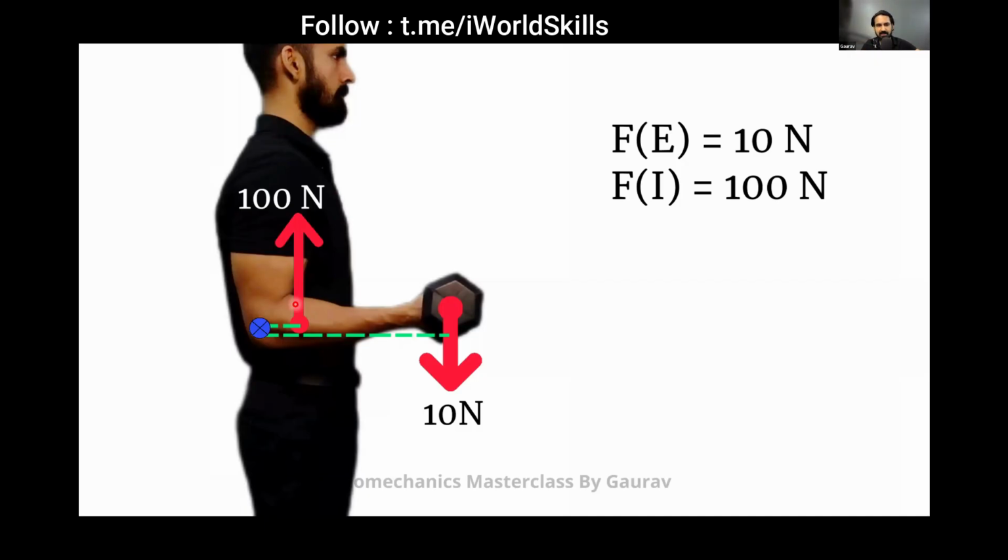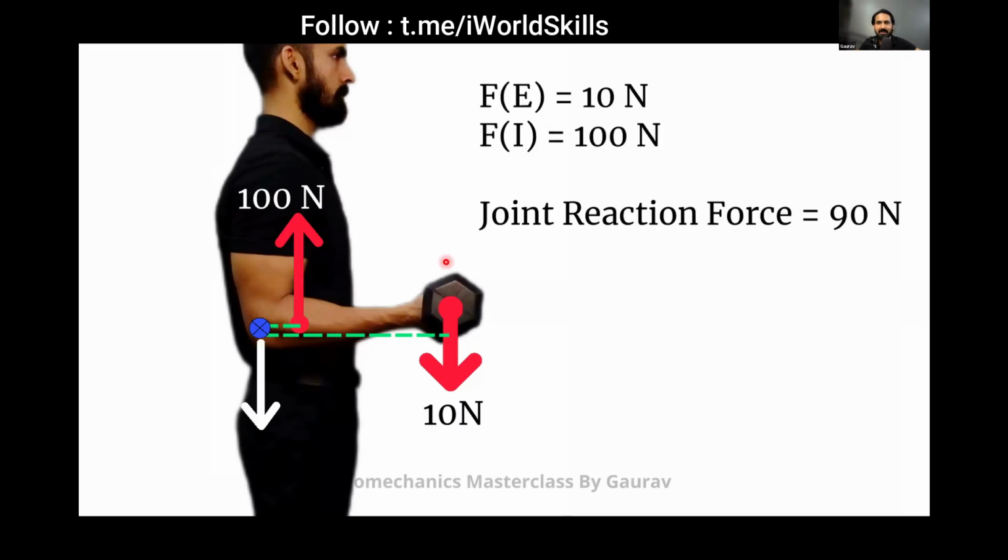So I've got a correct answer. It's your elbow joint. You are absolutely correct. That 90 Newton force missing in the downwards direction is going to come from the elbow joint, which is this. And this is your joint reaction force. So your joint produces 9 times the external force.